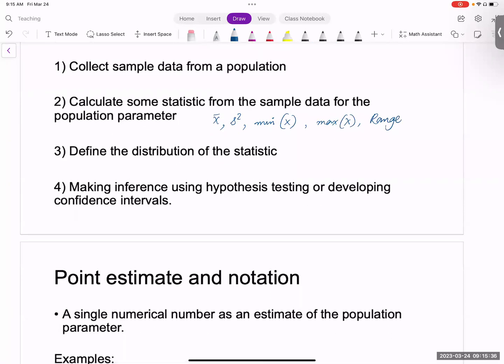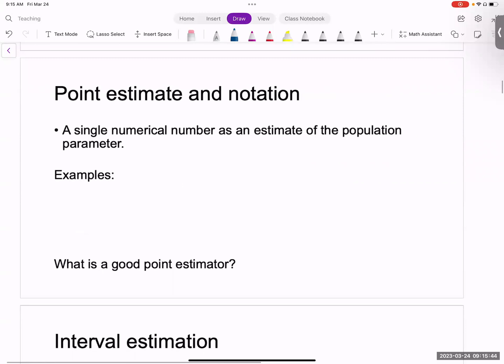And then the final step is making inference using hypothesis testing or developing a confidence interval, which we will see in this chapter. All right, so we start with point estimate and some notations. A point estimate, as I defined earlier, is a single numerical number as an estimate of the population parameter. The simplest example is your sample mean, which is X bar. This is equal to 1 over n summation of individual observations xi, i equals 1 to n.